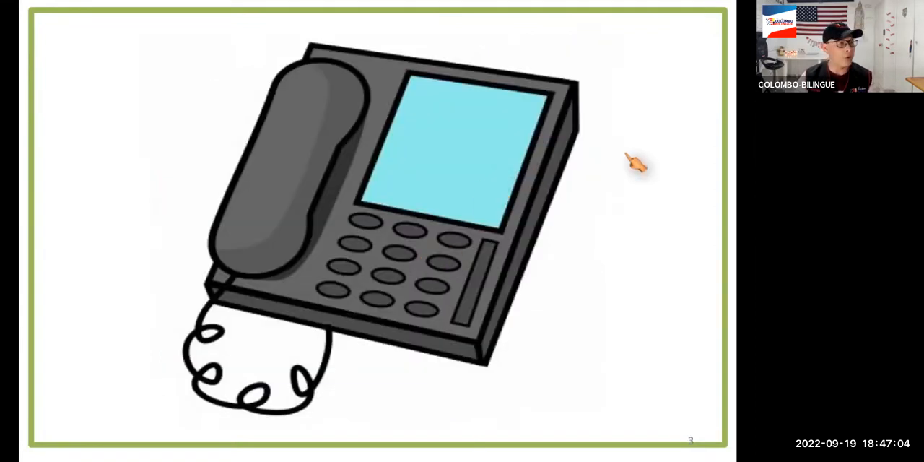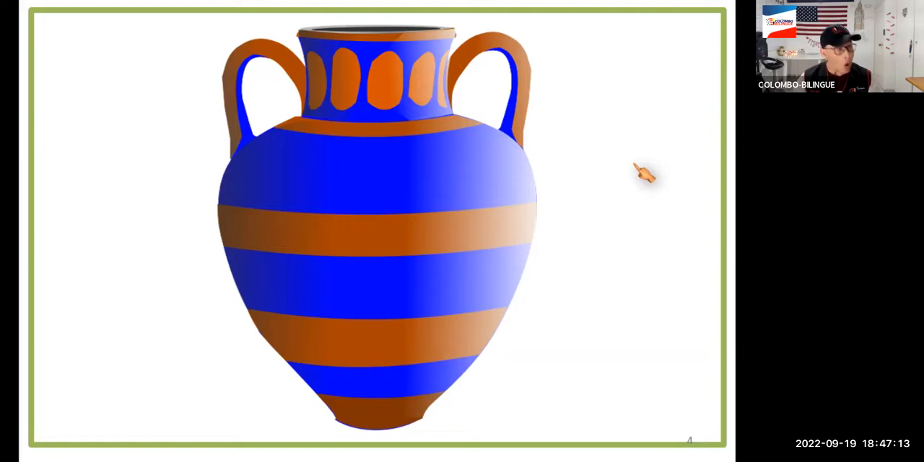I'm going to show you another. This is what I was talking to you about. It's a home phone. Actually, nowadays, you can find many, many office phones as well, all right? This is very common, especially in the living room.